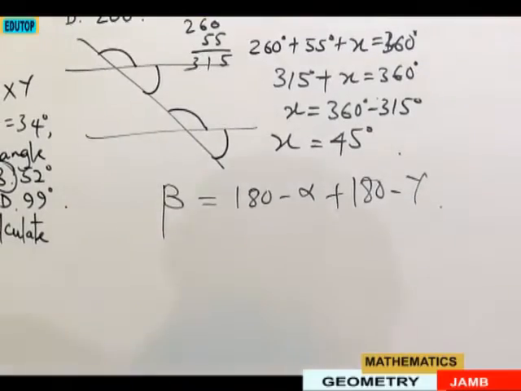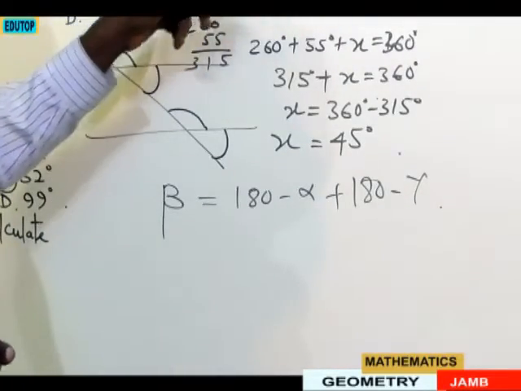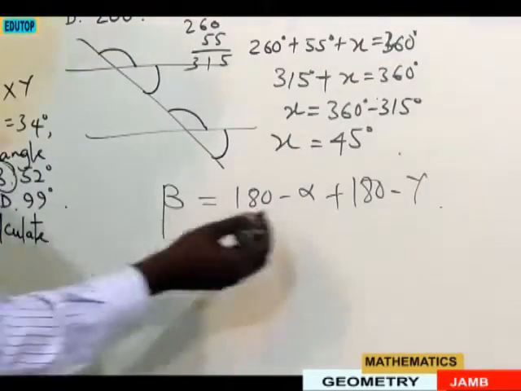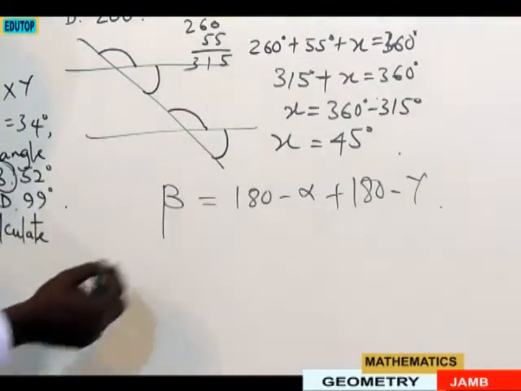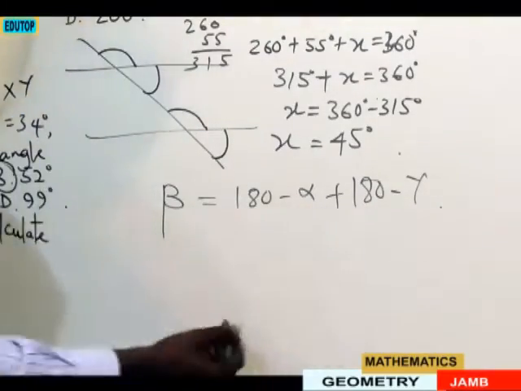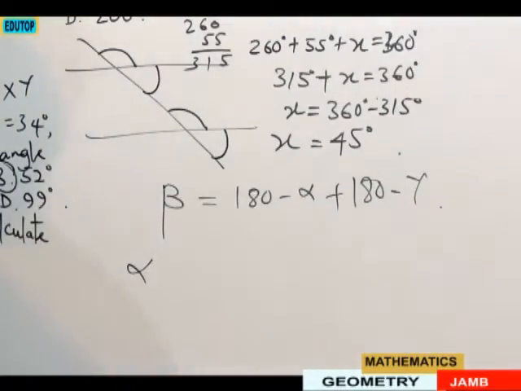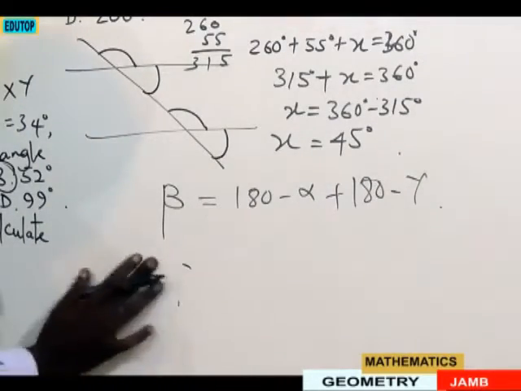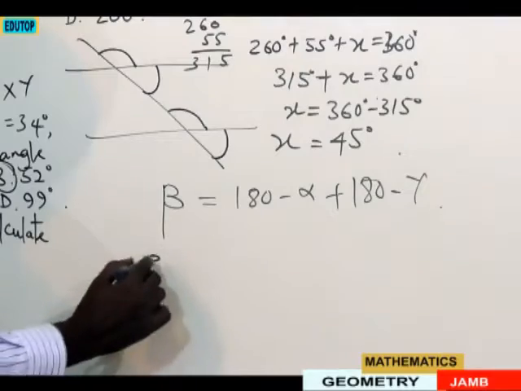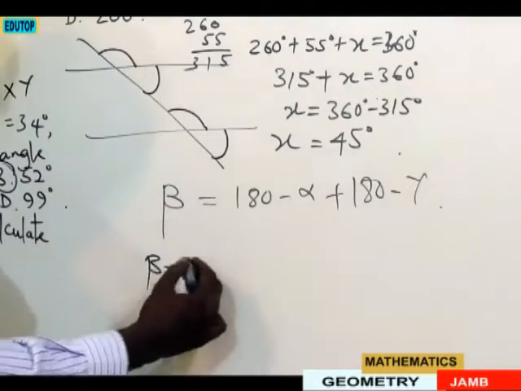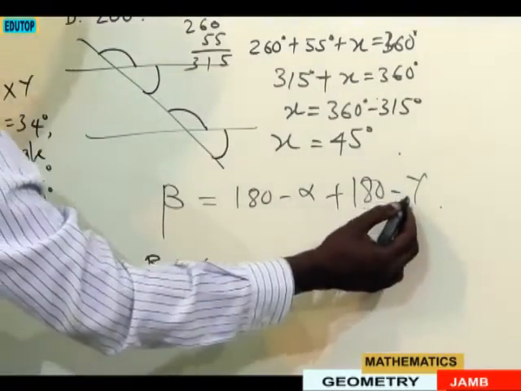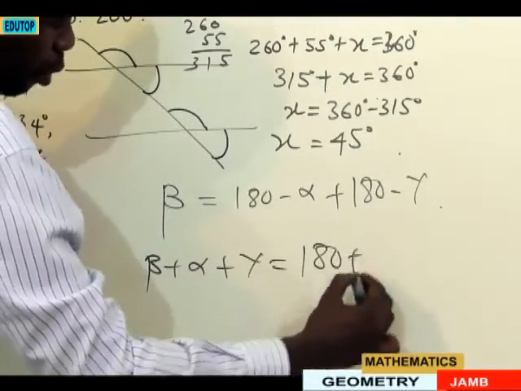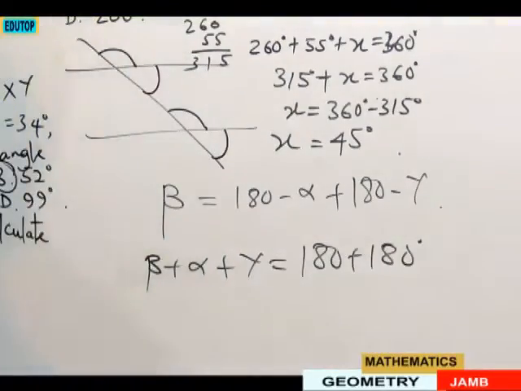Since the question asks us to find the value of alpha plus beta plus gamma, let me just transfer my alpha and gamma here. Since beta is already here, alpha is minus here, when it comes here it becomes plus. Gamma is minus here, when it comes here it becomes plus. Equal to 180 plus 180 degrees.